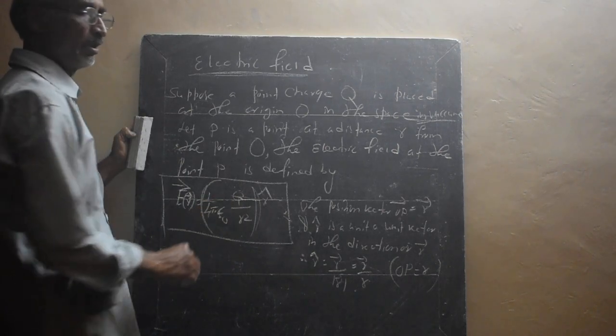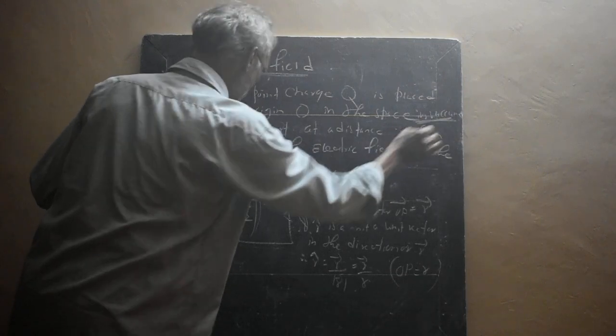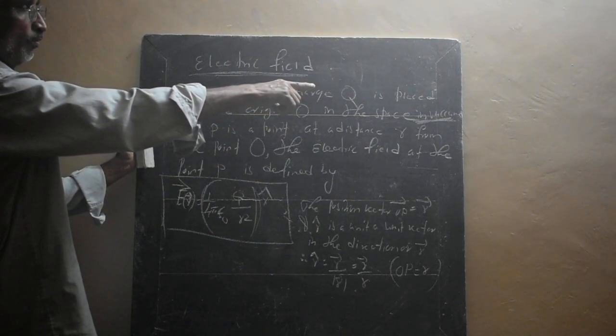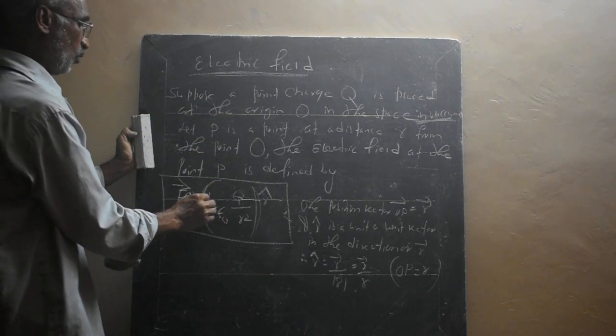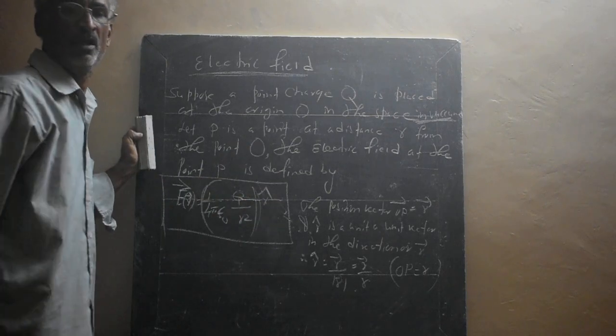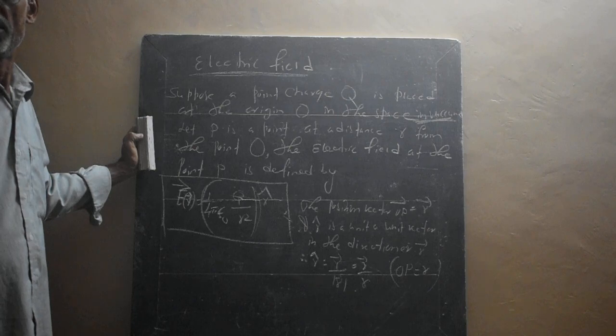So, what is this epsilon naught? It is the absolute permittivity of the free space, because the charge is kept in the vacuum. The absolute permittivity of the vacuum is denoted by epsilon naught. So it is 1 upon 4 pi epsilon naught Q by R square into R cap, as in Coulomb's law, where epsilon naught is also taken.